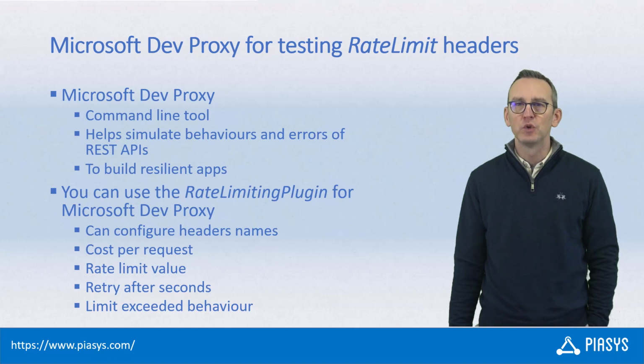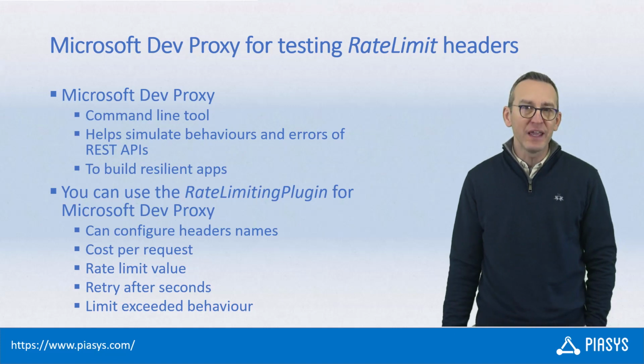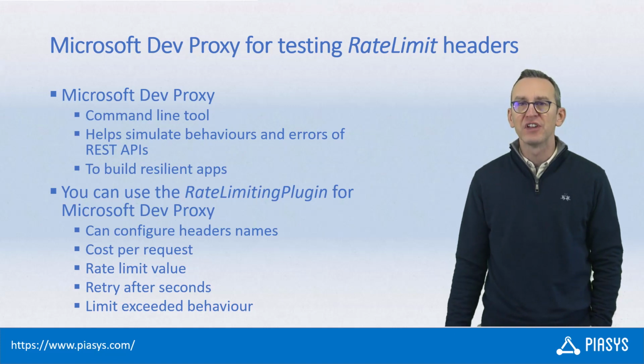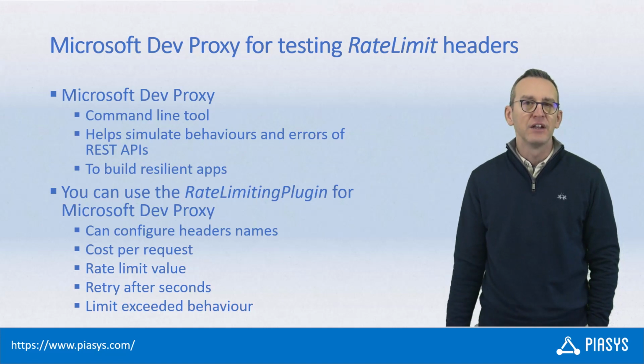Today I want to keep on talking about how you can leverage the rate limit headers to improve the resiliency of your applications. And specifically, I want to explain how you can use the Microsoft Dev Proxy command line tool to simulate the behavior of the rate limiting while consuming Microsoft Graph and SharePoint Online.